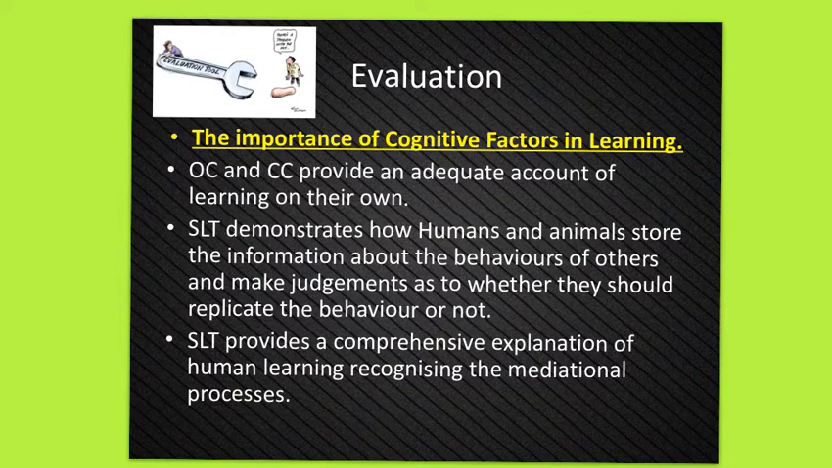So neither classical nor operant conditioning can offer an adequate account of learning on their own. SRT demonstrates how humans and animals store the information about behaviours of others and make judgments as to whether they should replicate the behaviour or not. Now, SRT provides a comprehensive explanation of human learning, recognising the mediational processes and seeing that actually there is a process and a function that goes on within our minds that then allows us to create and recreate the behaviours that we observe.